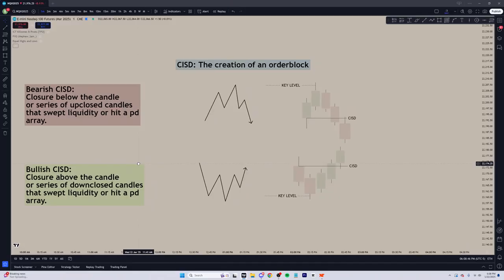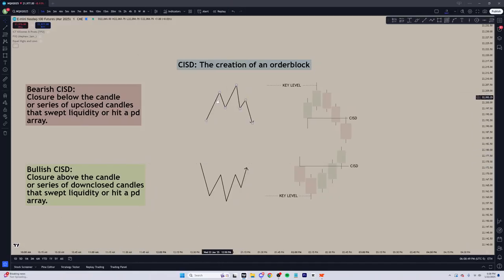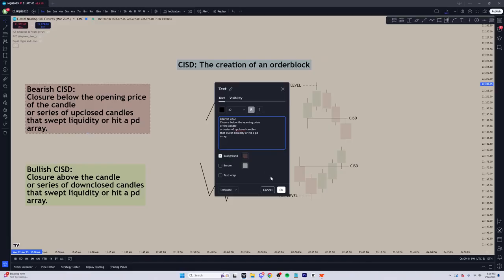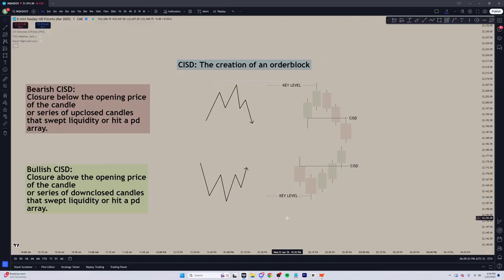hit a PDRA. So a bearish CISD looks something like this, where we have this formation here, and then we get a closure below the opening price. That's what I had to write: closure below the candle. Sorry, I needed to add the opening price. Or I can just write the body, same thing. Sorry about that. So yeah, opening price, or the body, and it'll look something like this.